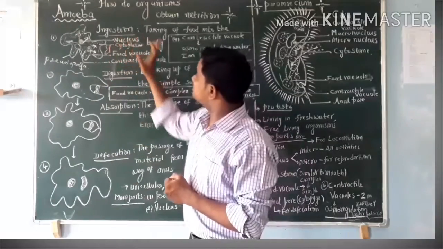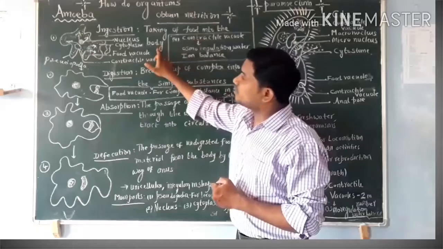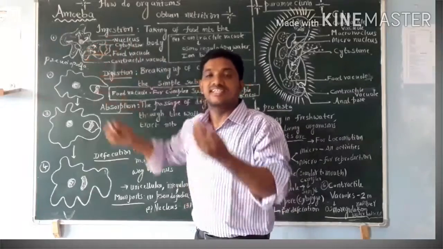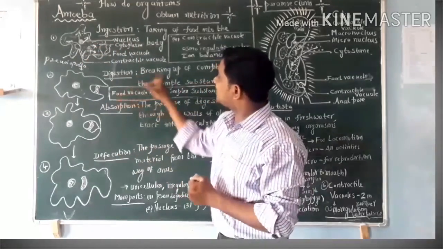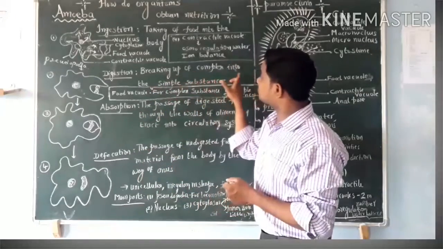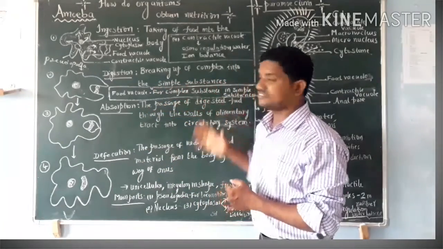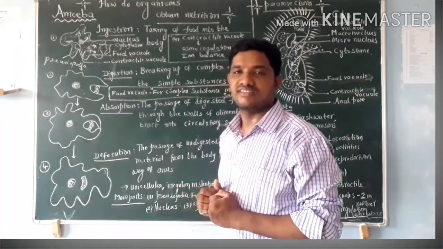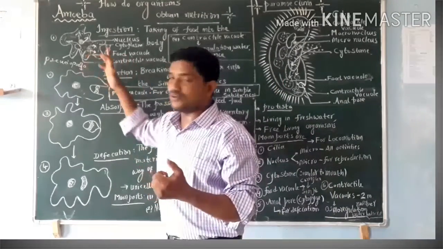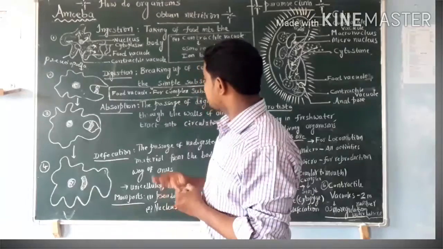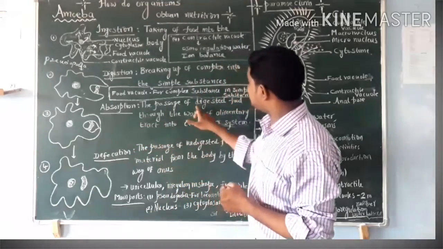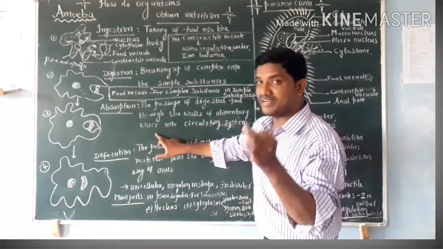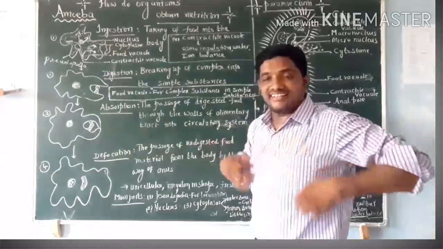Coming to ingestion, taking of food into the body is called ingestion. When amoeba takes food into the body it is called ingestion. Second one, digestion. Here what happens? Breaking up of complex into simple substances. A complex food material is converted into simple food substances with the help of a food vacuole in the amoeba. Next one, absorption. The passage of digested food through the walls of the alimentary canal into the circulatory system.